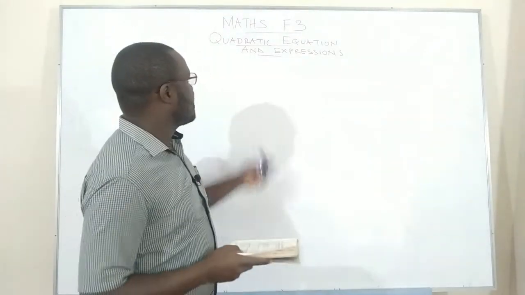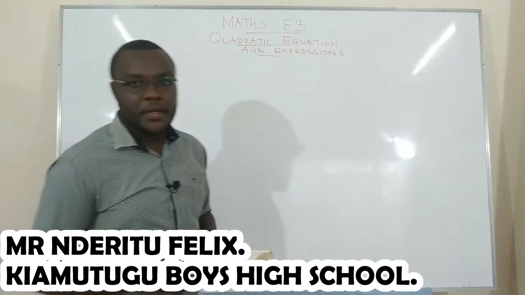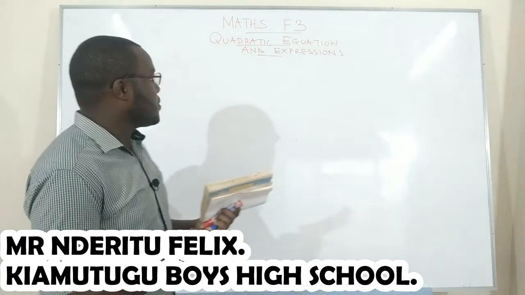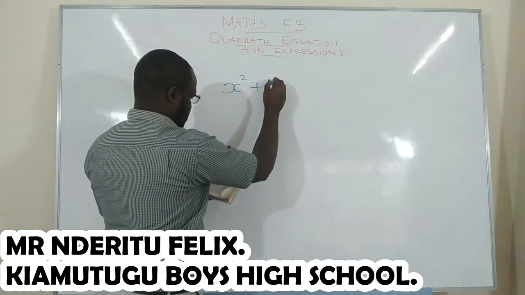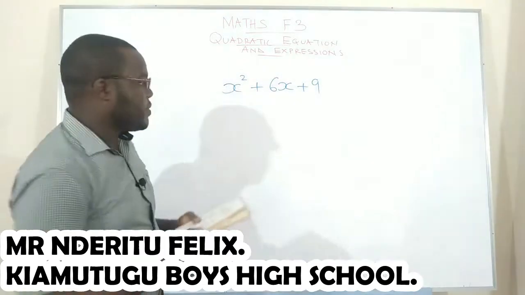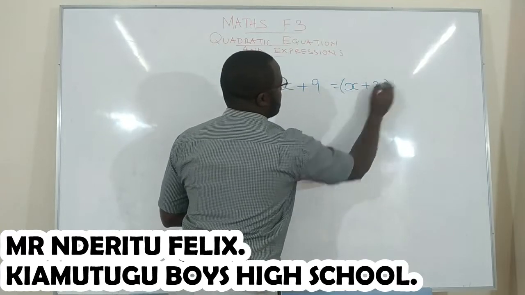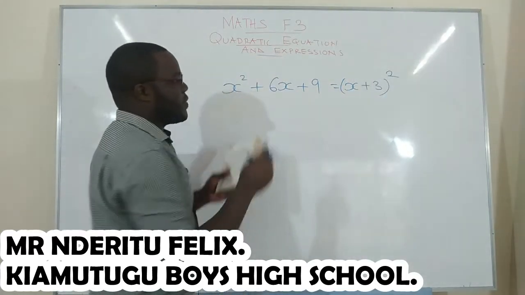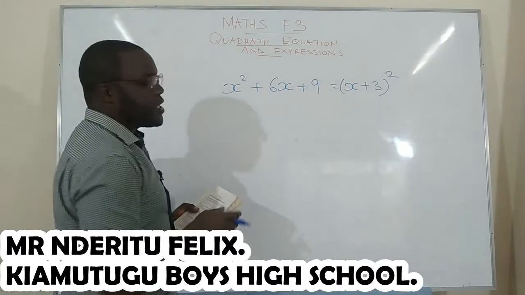Welcome to Mathematics Form 3. We are looking at quadratic equations and expressions. Previously, we were having examples of expressions, for example, x squared plus 6x plus 9, and we could factor them to get x plus 3 times x plus 3, which is x plus 3 squared, as the factor of this quadratic expression. Now, we give a name to this.